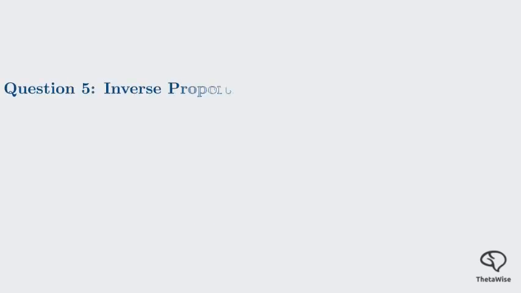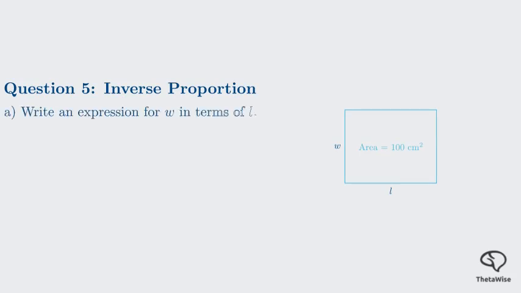Question 5. Inverse proportion. Area equals 100 square centimeters. Let's explore the relationship between length and width when the area is fixed. This is a classic case of inverse proportion. Part A. Write an expression for width W in terms of L. We know that length times width equals area. To isolate W, we divide both sides by L.